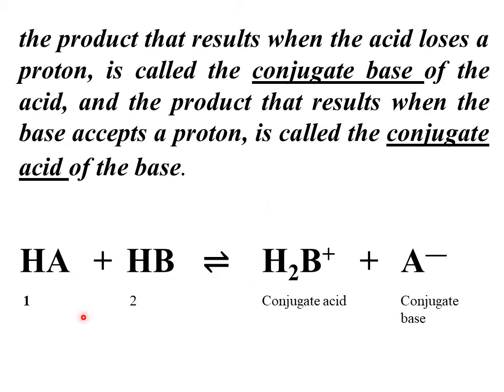Let us consider the given reaction. The reactants both contain hydrogen. But if we examine the products of the reaction, what is formed is H2B, meaning HB in the reactant accepted a proton from HA. Therefore, HA acted as the acid, HB acted as a base. The conjugate acid is H2B. This is the conjugate acid of this base. And what is left behind when an acid donates a proton is called the conjugate base of this acid.